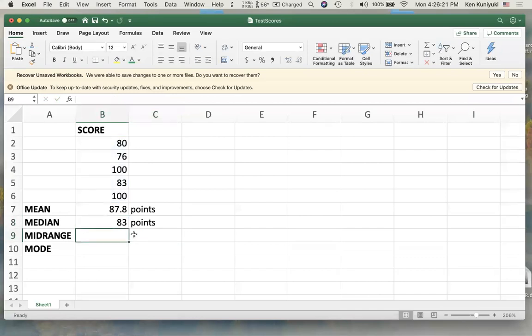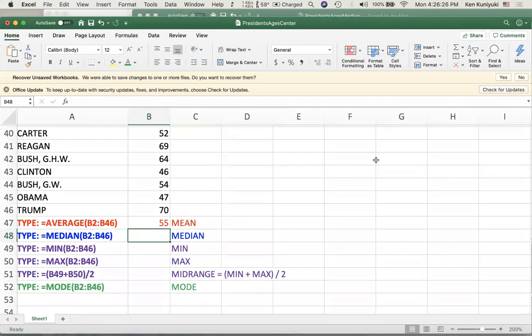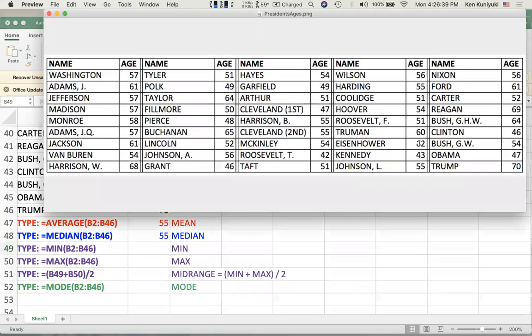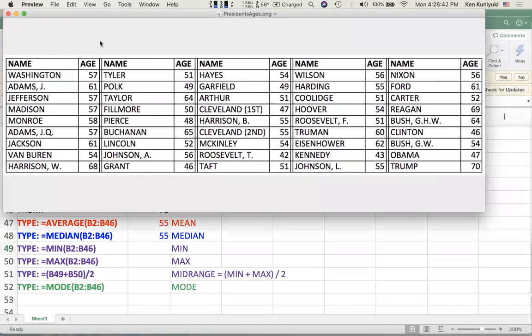Okay. Now, let's say we have our presidents. Again, we can find the median for the presidents, going from B2 to B46. Oh, it turns out that the median matches the mean, 55 points. Which, if you look at the list of presidents' ages, that seems to make sense. Whether you take the mean or the median, you get 55. Not points, 55 years. 55 seems to be a reasonable measure of center if you look at the 45 ages here.